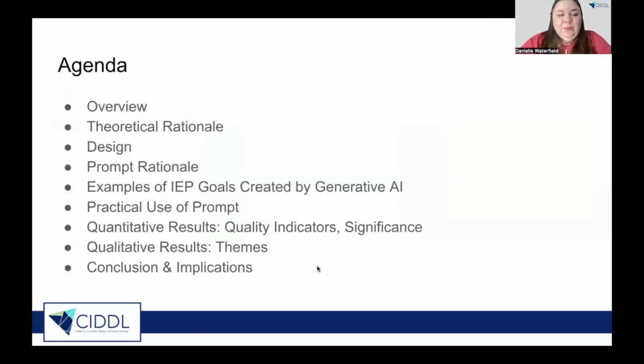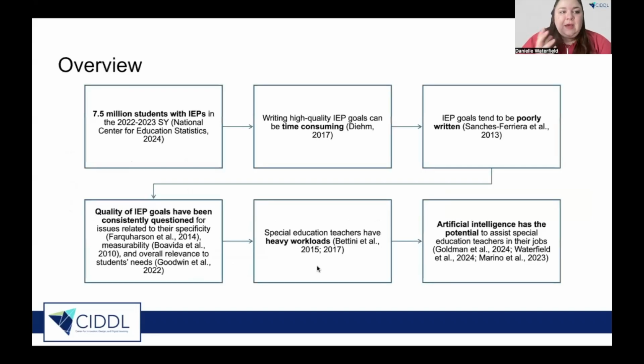So here's a pretty robust agenda going over the study, but we also really wanted to make it practical. So we're going to balance talking about some practical uses of what we found in the study along with our findings. But first, why even research this? Why do we need to know about this?